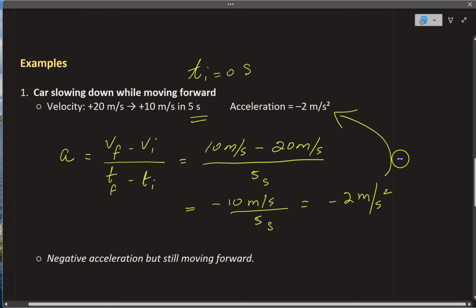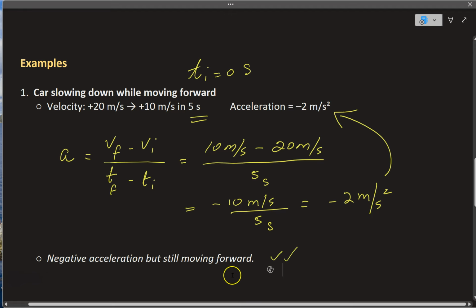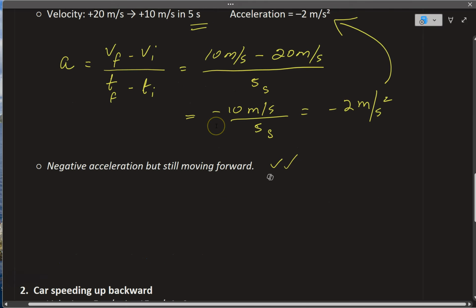One note I put in there for me so that I don't forget: negative acceleration, still moving forward. This is very important. I've had a few students throughout the years who always make the mistake of thinking that once you have a negative acceleration, you need to be not moving. That's not true. You can slow down and have a negative acceleration. I just showed you that here, and that's an example. All right, let's look at another question.